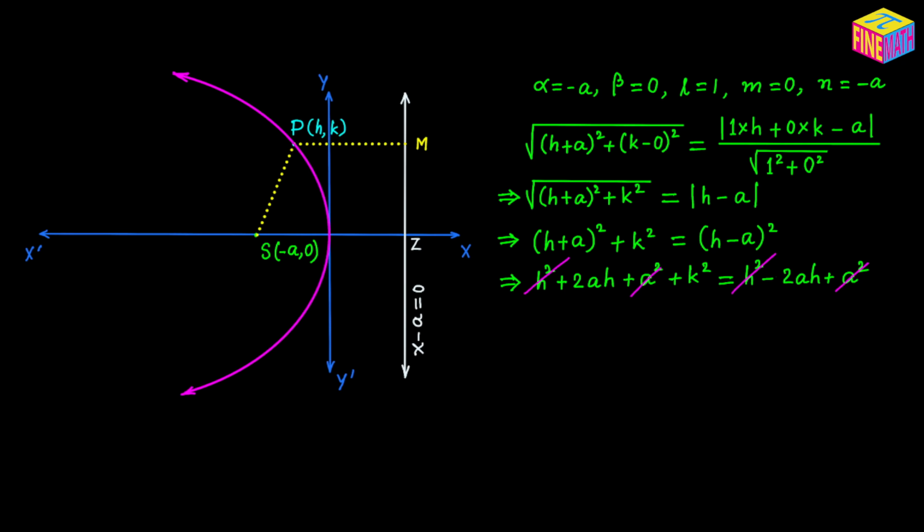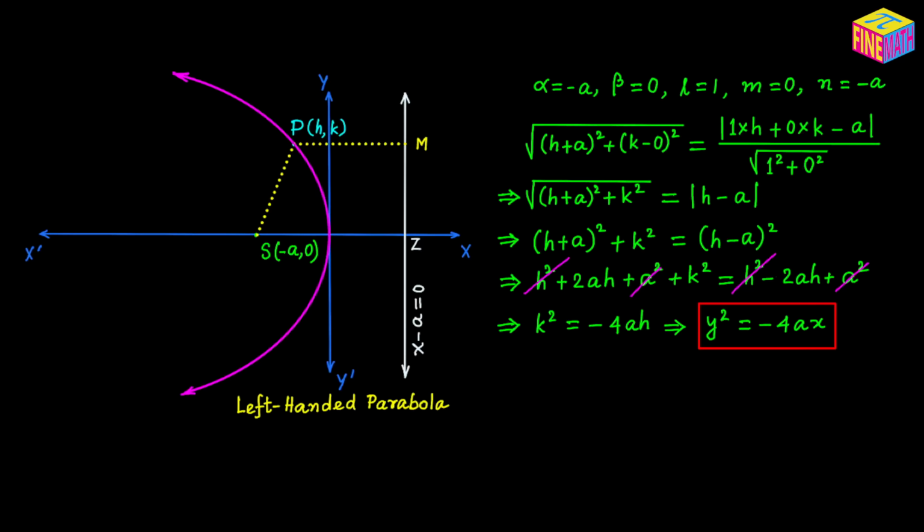Let's keep k squared on the left-hand side and bring everything else to the right-hand side. So our equation can be written like this. And then let's replace h with x and k with y to make it a general equation. So our equation can be written like this. And this is the equation of this standard parabola, which is the left-handed parabola. The equation of the left-handed parabola is y squared equals negative 4ax.